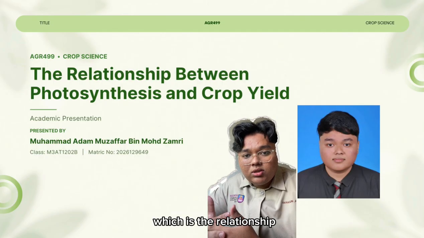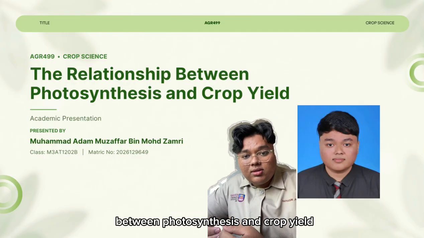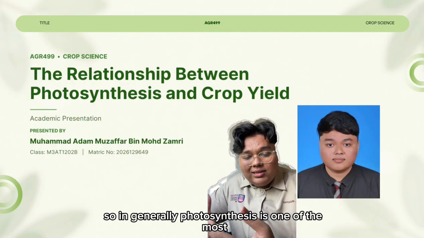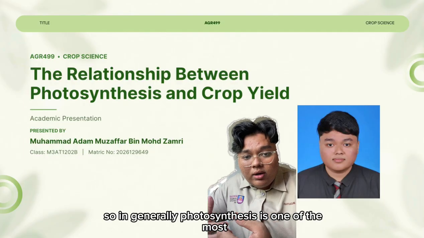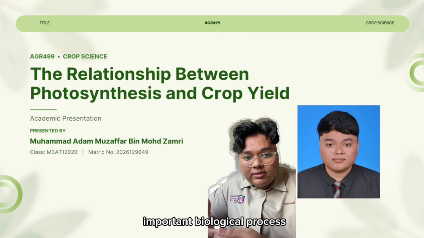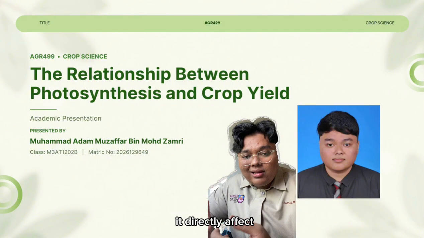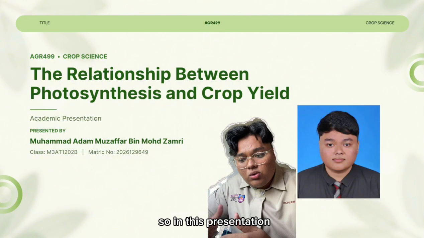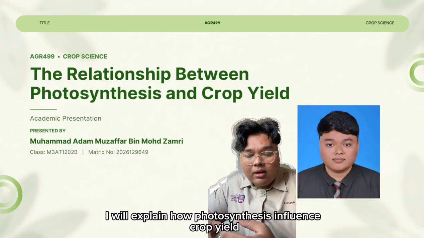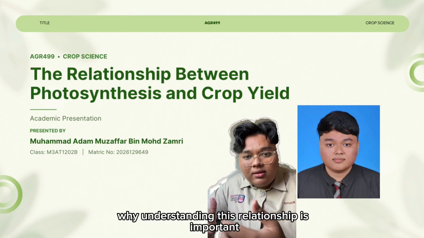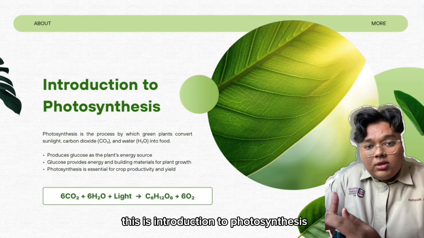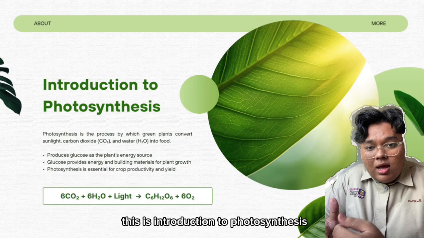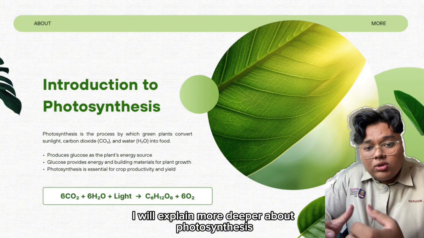Subtopic 2.5, which is the relationship between photosynthesis and crop yield. So, in general, photosynthesis is one of the most important biological processes in plants because it directly affects plant growth and agricultural productivity. In this presentation, I will explain how photosynthesis influences crop yield and why understanding this relationship is important in agriculture. This is the introduction to photosynthesis. I will explain more deeply about photosynthesis.